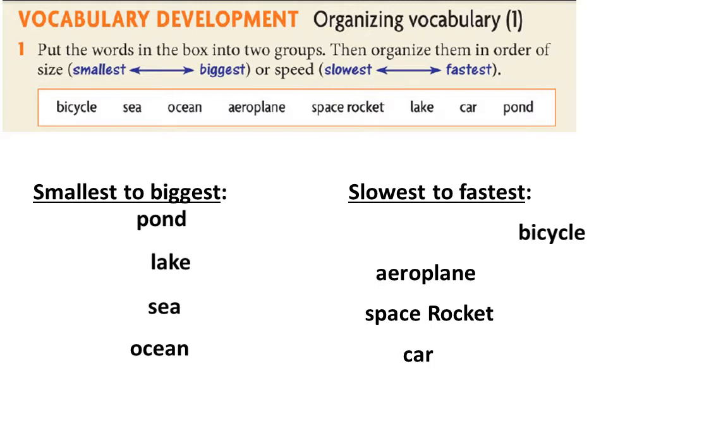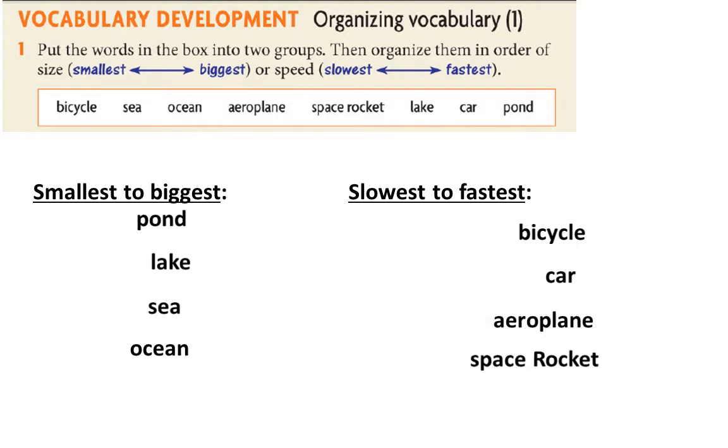Regarding slowest to fastest, bicycle is the slowest one. Then it will be followed by car, aeroplane, or space rocket. So the slowest mode of transportation is bicycle, then car, then aeroplane, then space rocket.